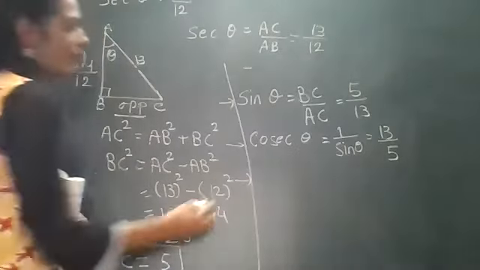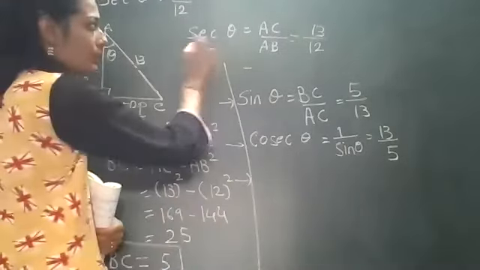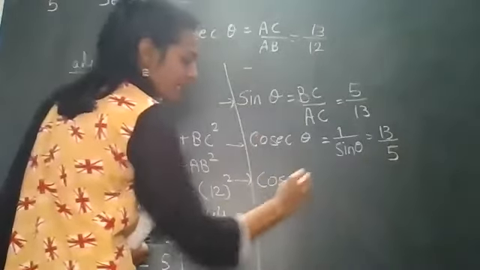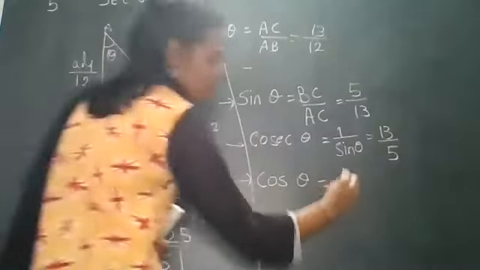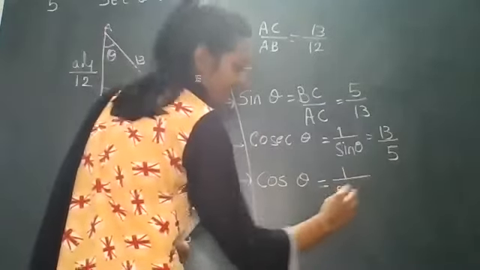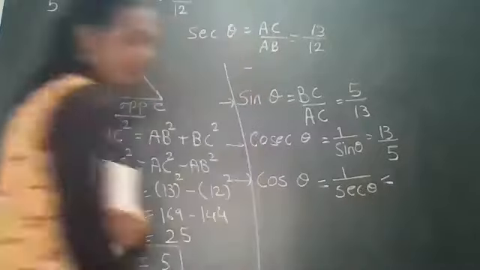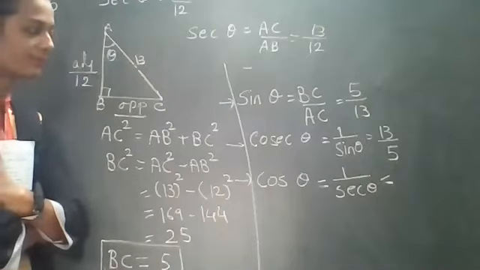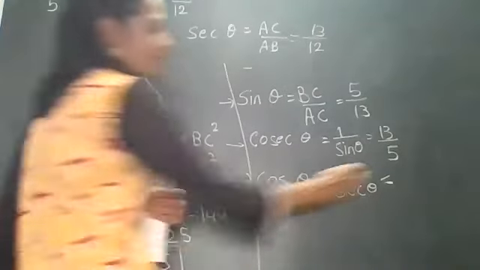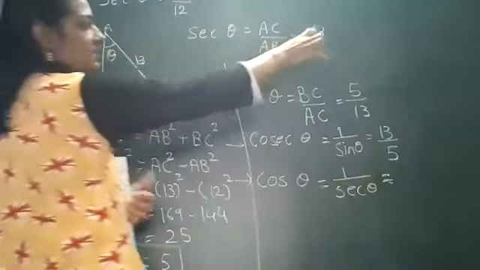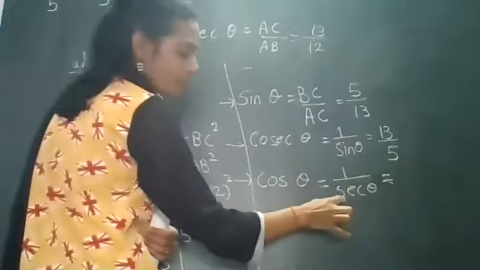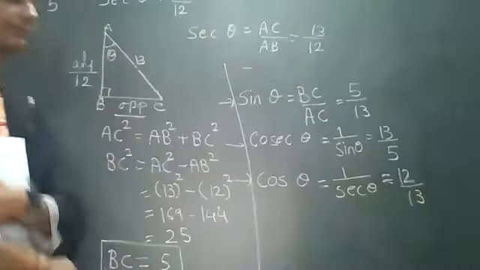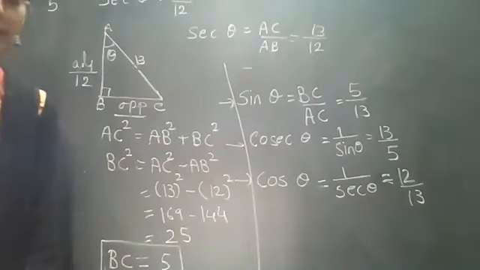Now next you have to find out the cos theta. But you have been given that sec theta is equal to 13 upon 12. So you can write cos theta is equal to what? Reciprocal of sec theta. Yes or no? Yes, ma'am. So the value of sec theta is given as 13 upon 12. So 1 upon sec theta will become 12 upon 13. Right?